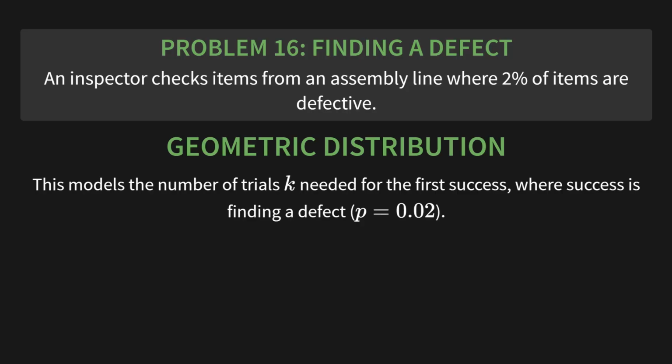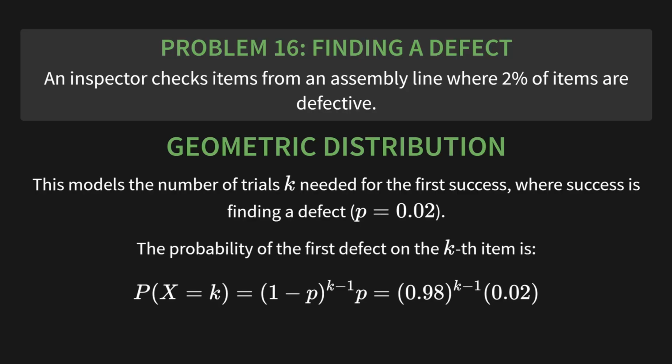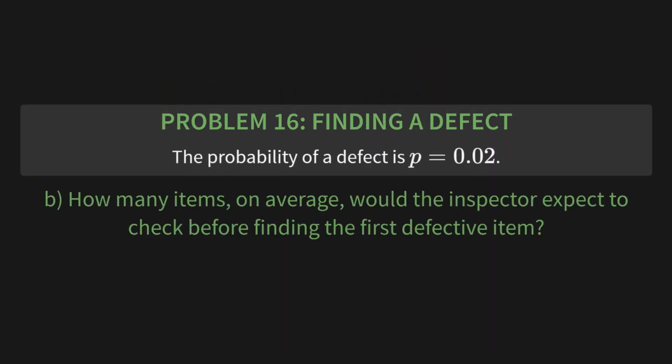In our case, a success is finding a defect, so p is 0.02. The probability of that first defect showing up on the kth item is p of x equals k equals 1 minus p to the power of k minus 1 times p, which for us is 0.98 to the k minus 1 times 0.02. So, part B.